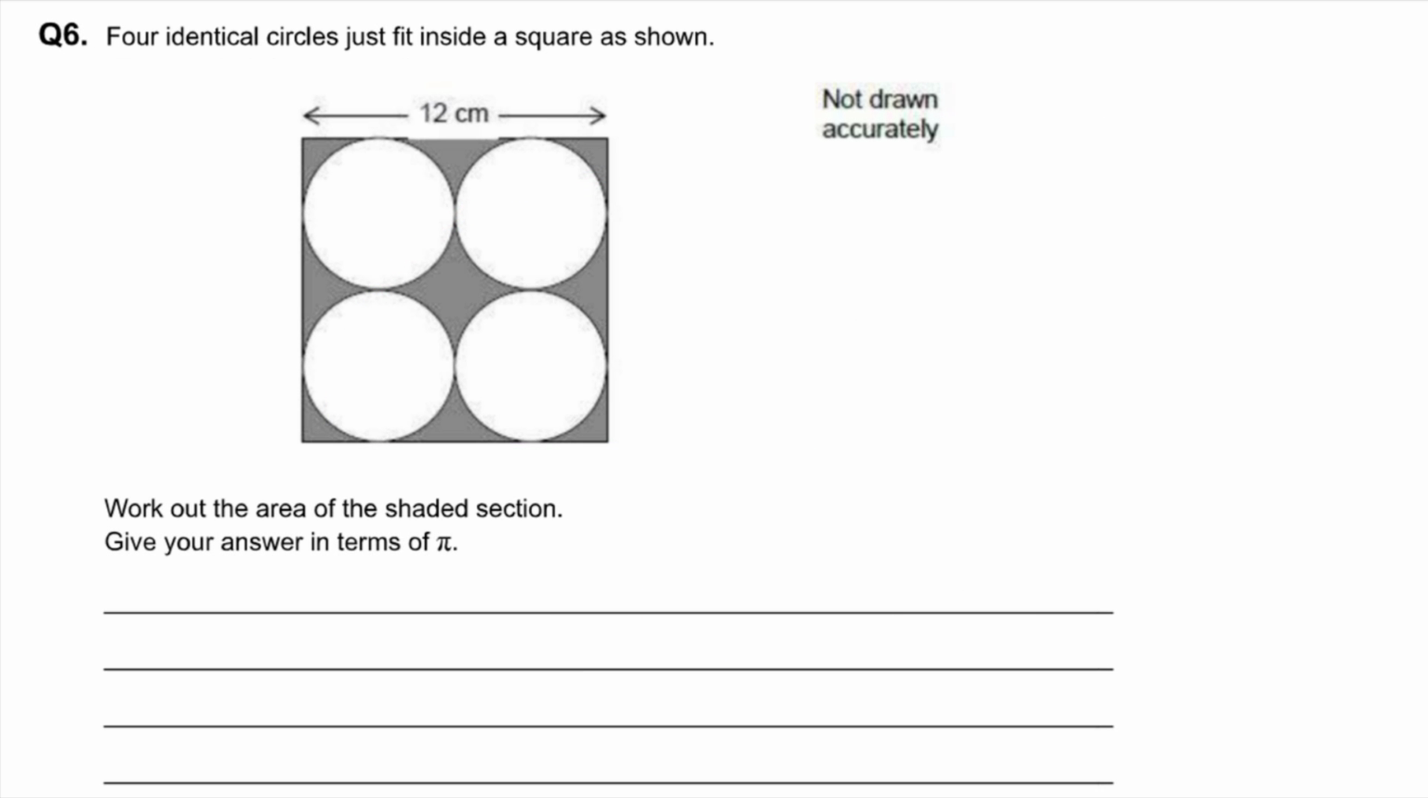Question 6. 4 identical circles just fit inside a square as shown. Work out the area of the shaded section. Give your answer in terms of pi. This is a bit like a compound area problem. You've got a square shape and you've got 4 circular holes punched out of it. So the combined area is going to be the area of the square minus 4 lots of the area of a circle, isn't it? I just tend to do a little notation like that so I don't confuse myself.